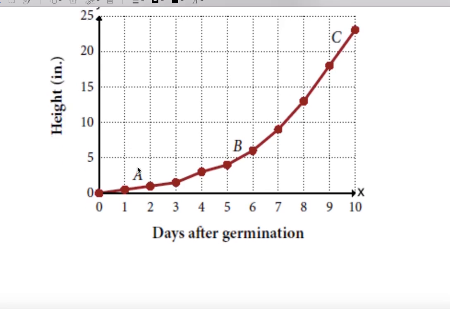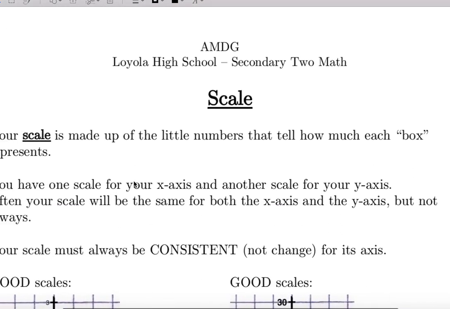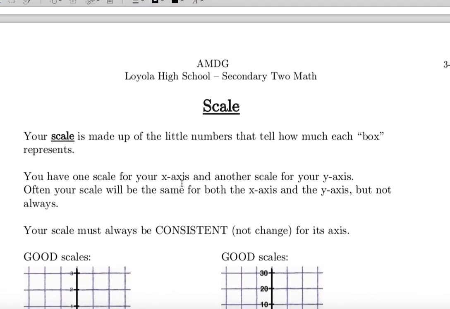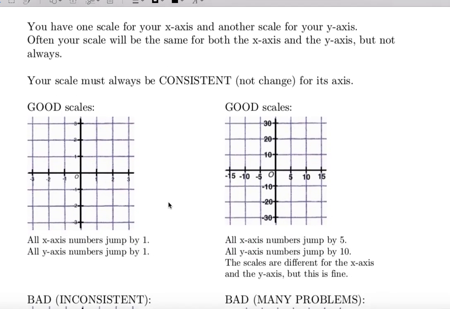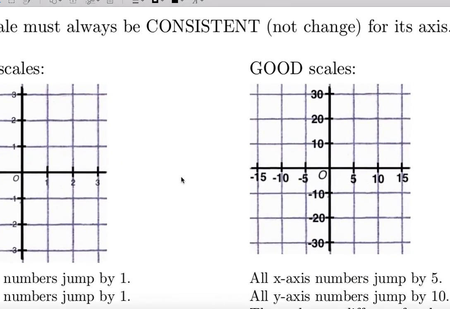All right, now let's look at some common mistakes that people make with scale, right? We already talked about what scale is. Here's another definition. It's really the little numbers that tell you how much each box represents, is another way of thinking of it. And like I was saying before, you can have one scale for your x-axis and another for your y-axis. They're allowed to be different. Typically, and most of the time, the ones you'll see, they'll be worth the same, but that doesn't have to be the case. Okay, so here's a couple of examples of some scales that follow the rules, that are good.